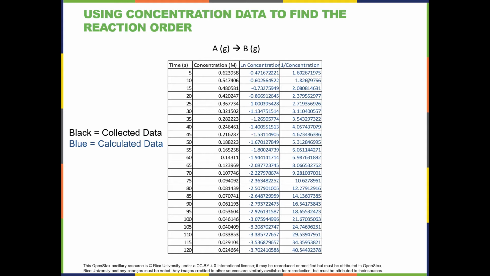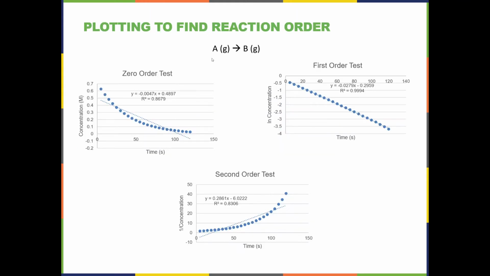So I could find the ln of the concentration and the 1 over the concentration in a few seconds. Basically, I end up with this concentration, ln of concentration, and 1 over concentration data. Well, what can I do with this data if I want to know what the reaction order is with respect to A? The answer is I can plot it.